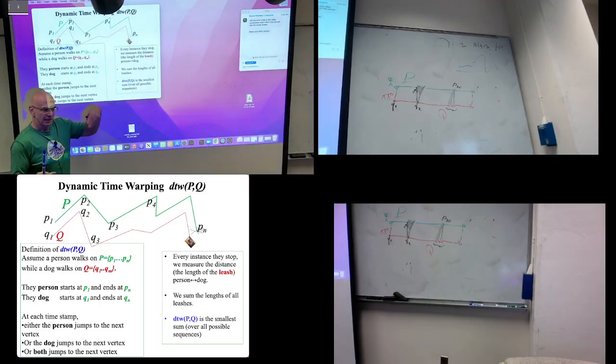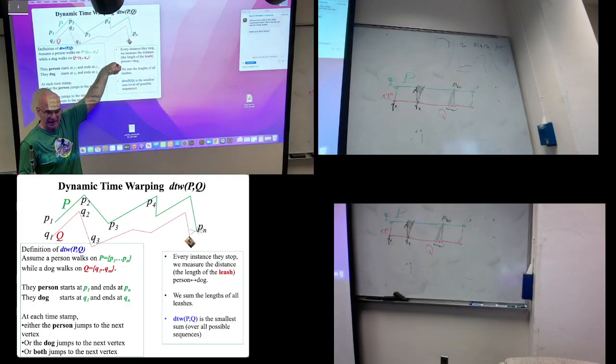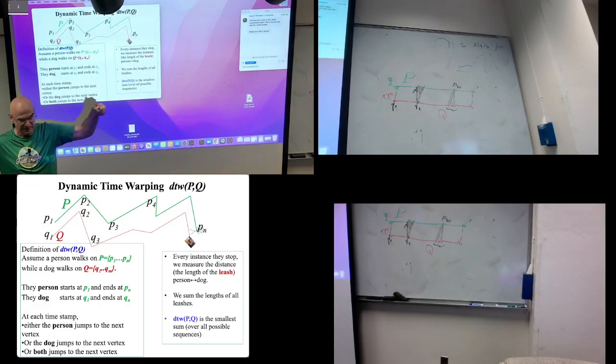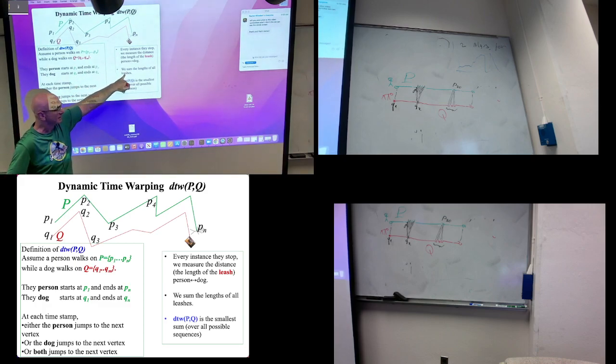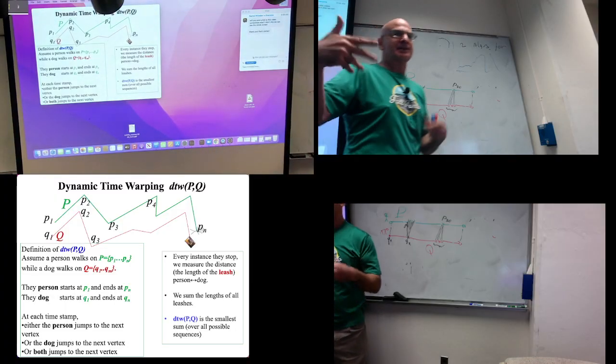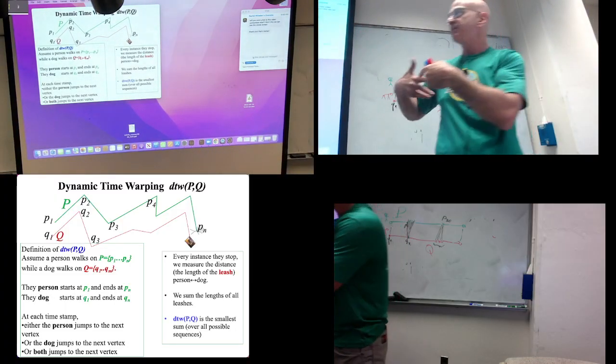Now, I'm talking about matching and measurements and distance, but what am I actually measuring? Fréchet will measure the maximum length of the leash that I need. Dynamic time warping measures not the maximum length of the leash, but every time that they step on vertices, I measure the length of the leash between them. How far away is the person from the dog at this particular step? And I sum up the length of all the leashes, the total length of all the leashes for all the timestamps.